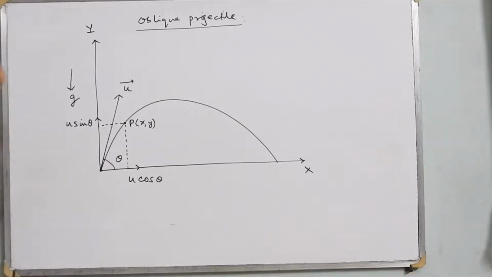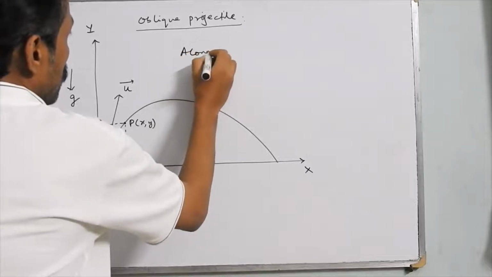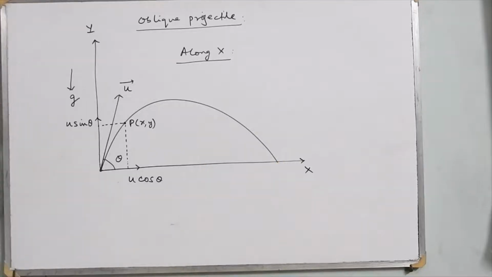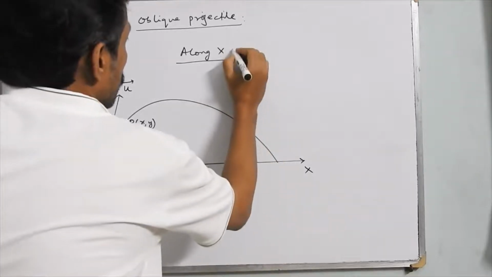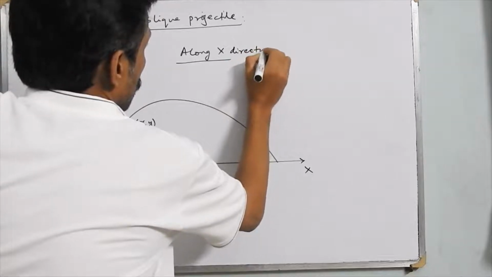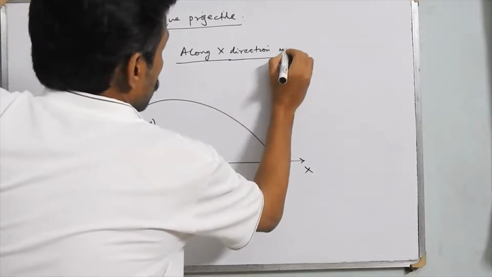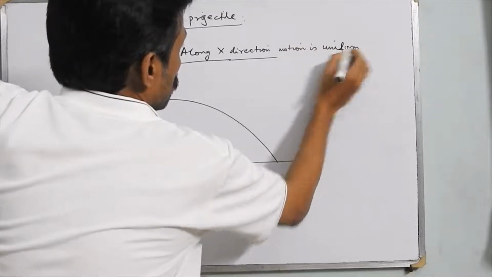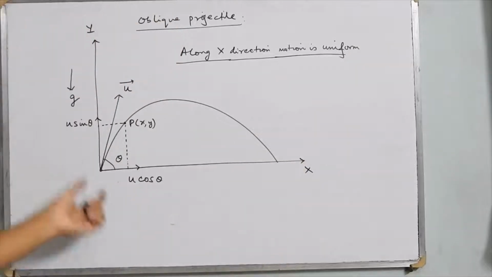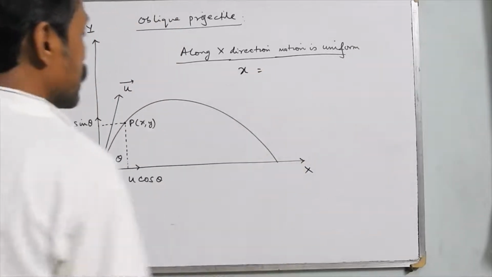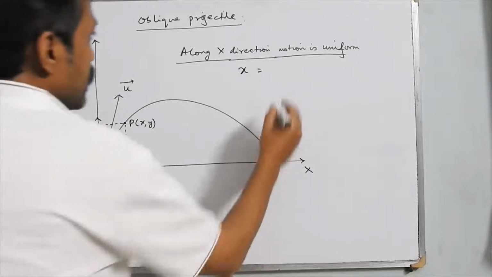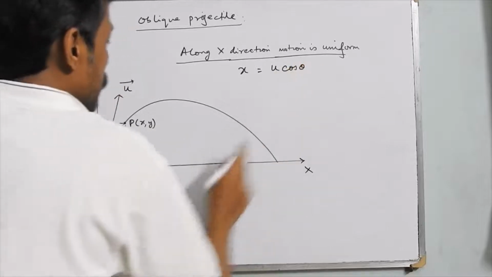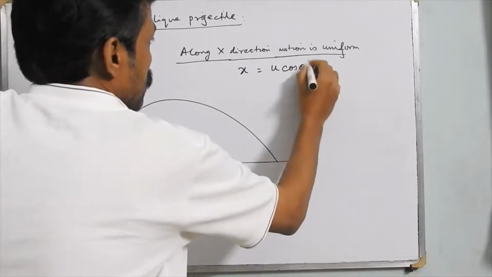So now you can see that along the x-axis or along the horizontal direction, along the positive direction of the x-axis, the motion is uniform. As motion is uniform, you can directly write distance equal to speed into time. So the distance covered in time t is u cos theta, because the velocity along the horizontal direction is u cos theta. So that is u cos theta times t.